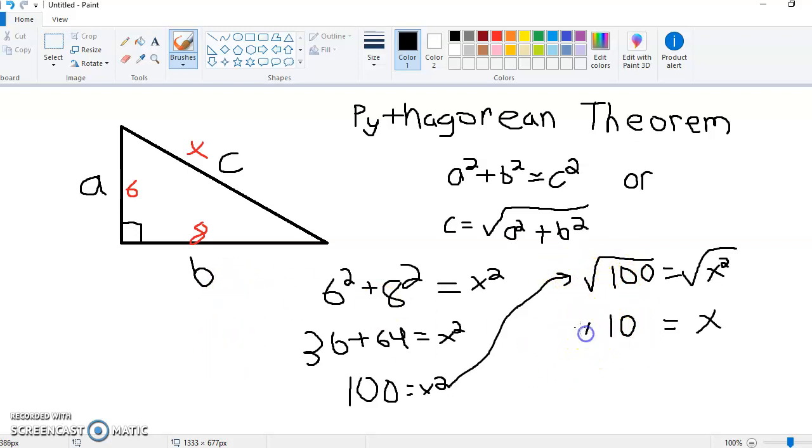we would put plus or minus because negative 10 and 10 are both technically the square root of 100. But since this is a triangle and we're using a measurement, we don't use a negative because we know this cannot be negative. And so, therefore, x equals 10, or the hypotenuse equals 10, is going to be our final answer.